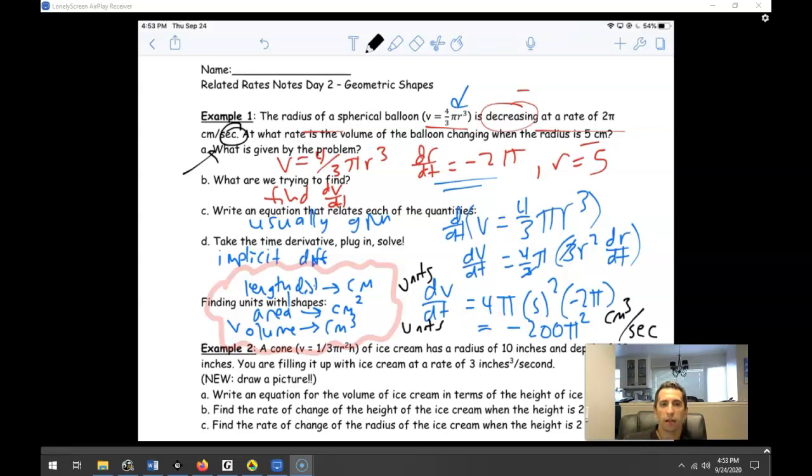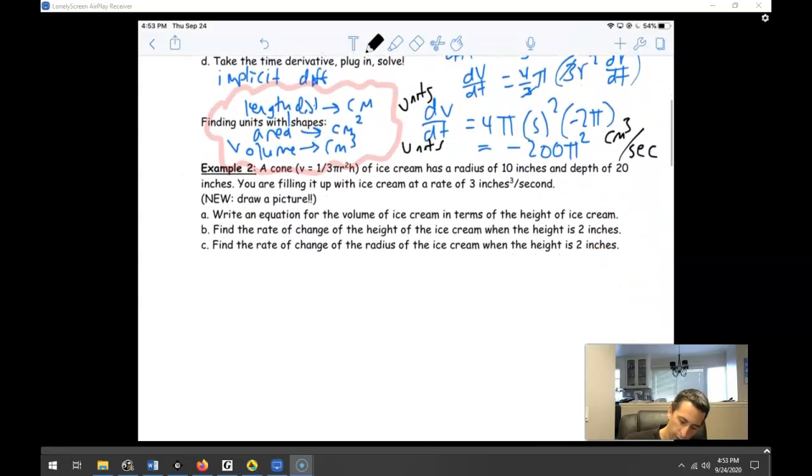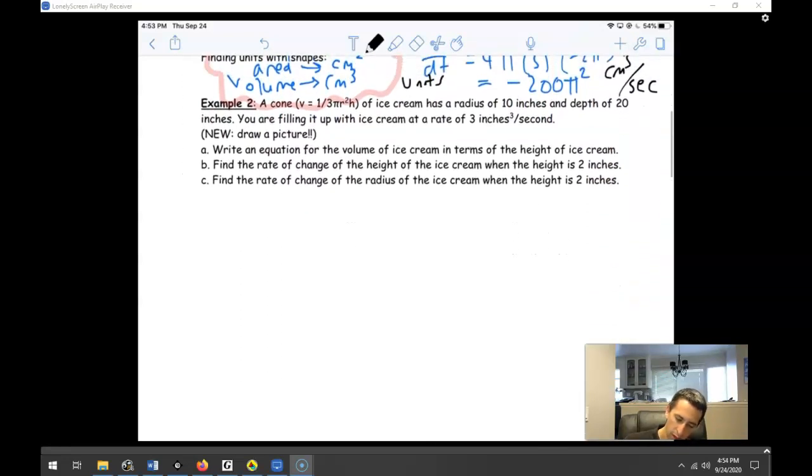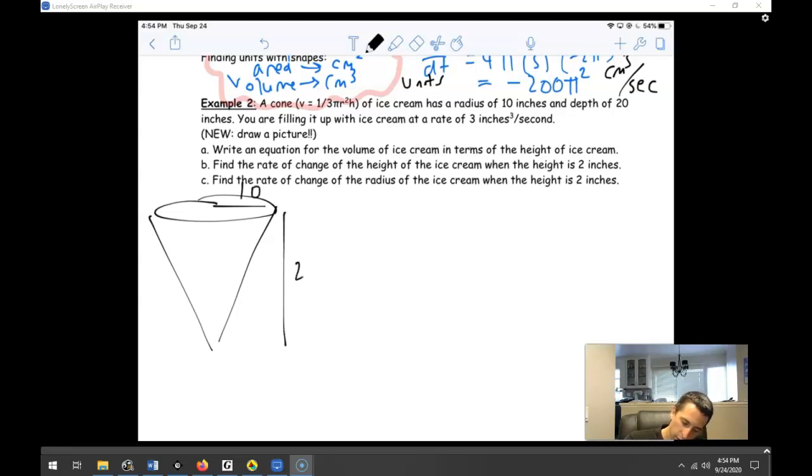Let's go ahead and take a look at number 2. So that was a sphere. Now we're going to have a different shape here. So now we have a cone of ice cream. I love ice cream. I think we all do. Pillar of American society. It has a radius of 10 inches, sorry, and a depth of 20 inches. We're filling it with ice cream at a rate of 3 inches cubed per second.